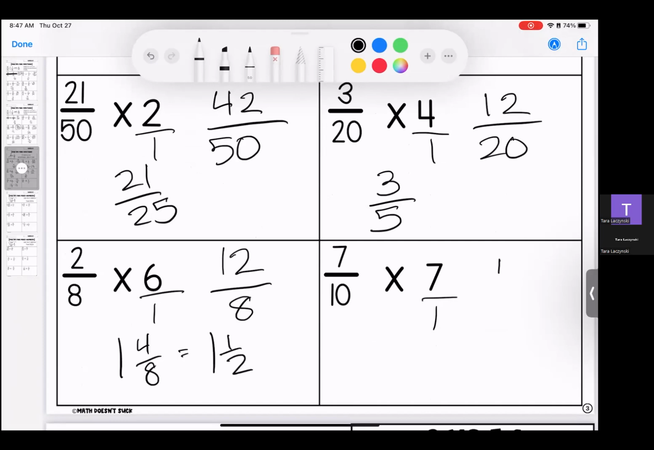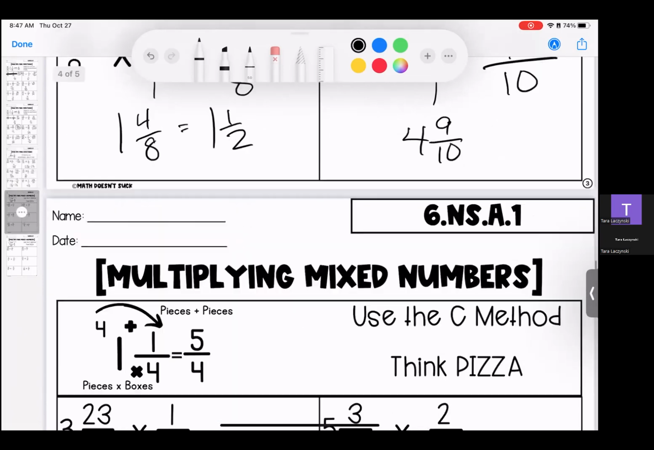Okay. 7 times 7 is 49. 10 times 1 is 10. How many 10s can I pull out? I can pull out 4. And that would leave me with 9 out of 10. End of page 3. Bring questions with you to class, friends. I'm happy to answer them.